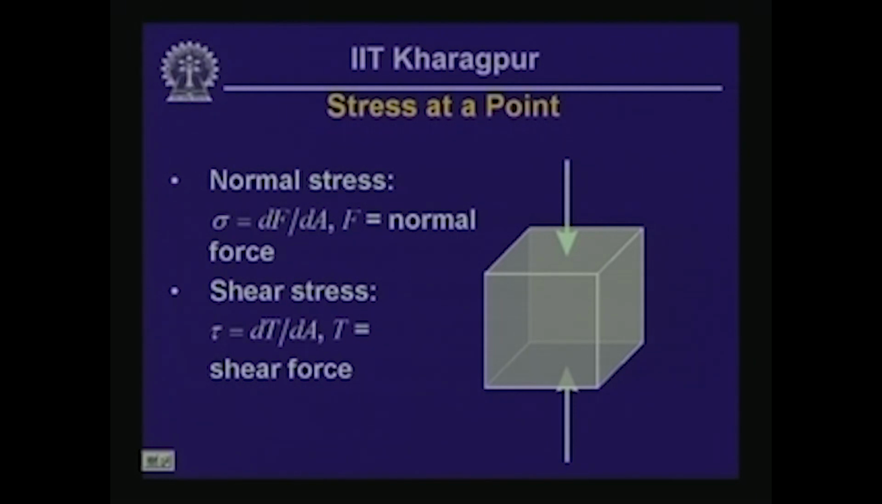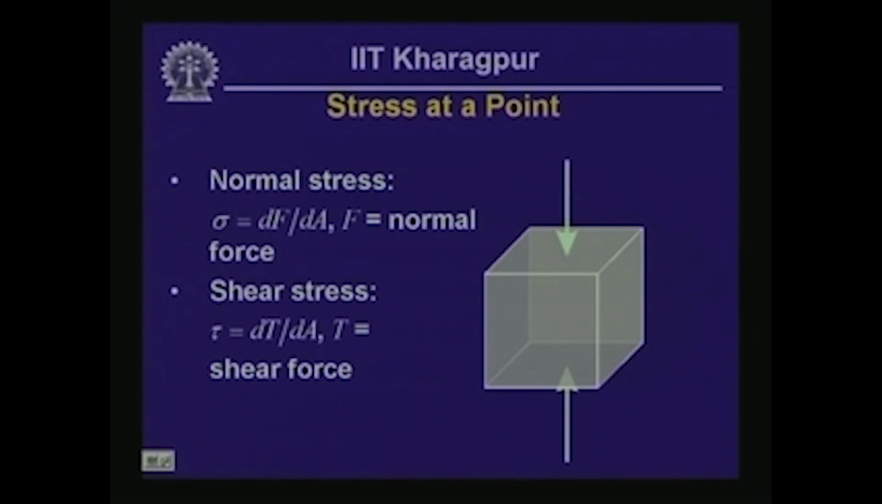Now a graphical way of denoting or illustrating the stress at a point is by considering a small element, usually a cubical element within the soil or rock mass, and that element is shown on the right side of this particular slide, and what we have here is a normal stress aligned in the vertical direction.